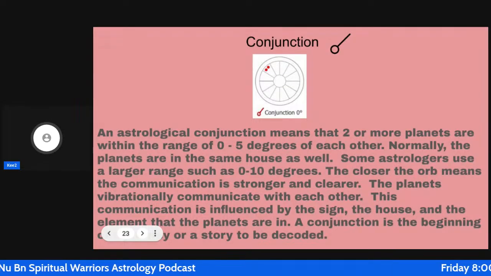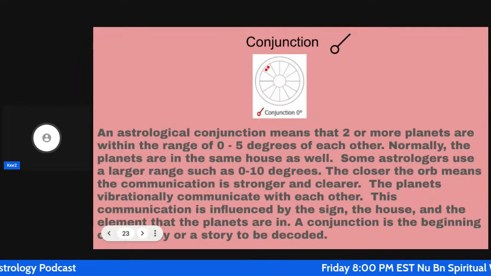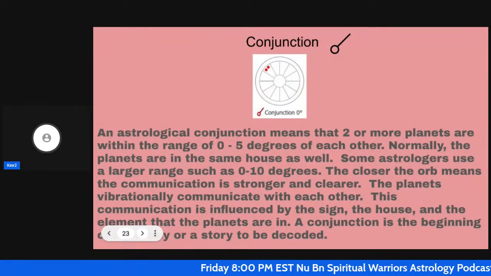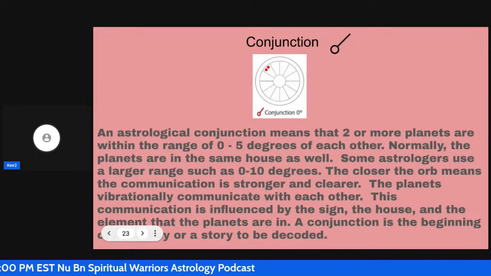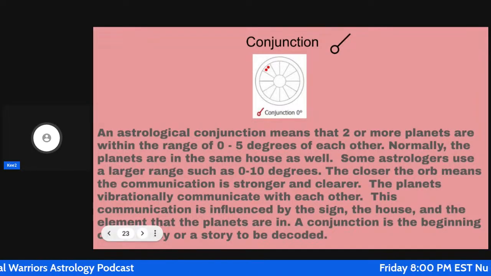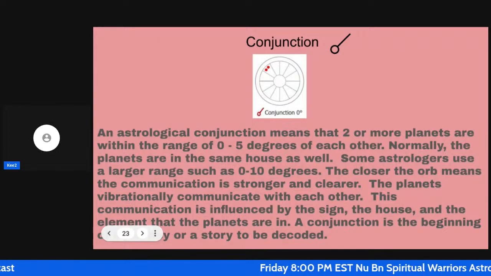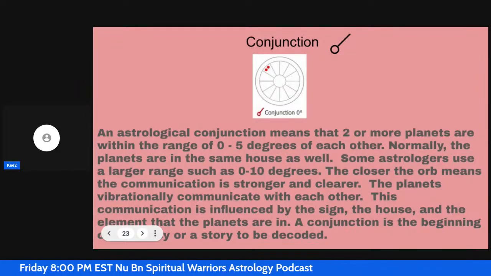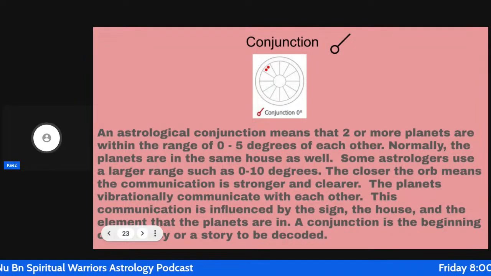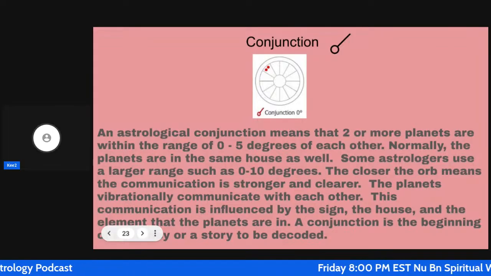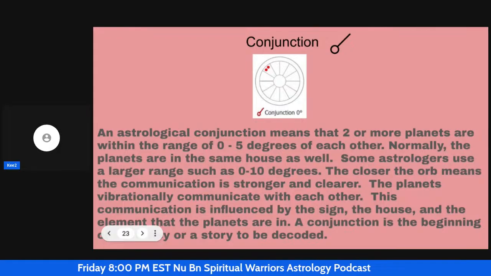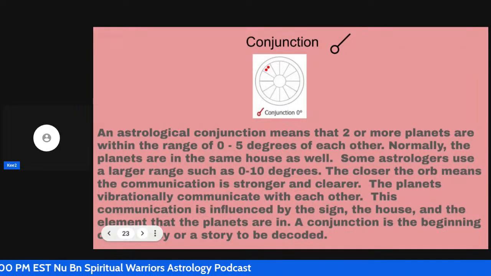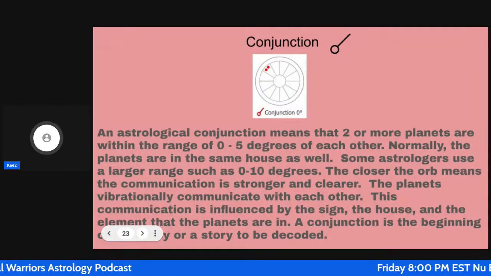An astrological conjunction means that two or more planets are within the range of 0 to 5 degrees of each other. Normally, the planets are in the same house as well. Some astrologers use a larger range, such as 0 to 10 degrees. The closer the orb means the communication is stronger and clearer. The planets vibrationally communicate with each other. This communication is influenced by the sign, the house, and the element the planets are in. A conjunction is the beginning of the journey or a story to be decoded.